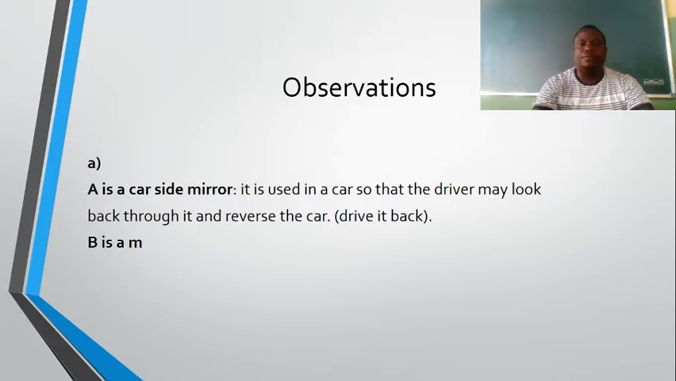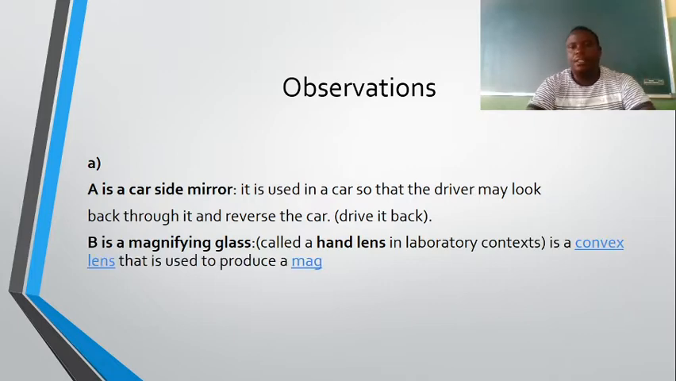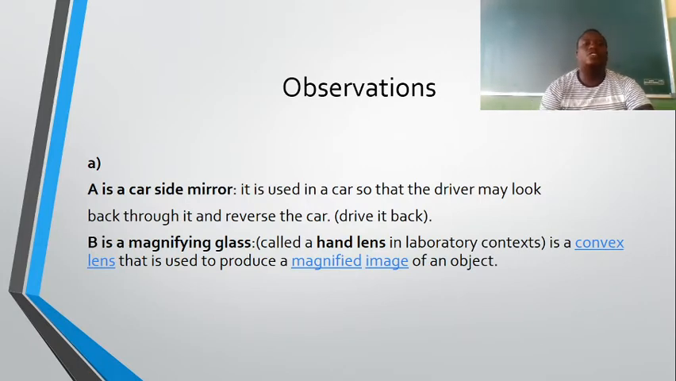So B is the magnifying glass. The magnifying glass is sometimes called a hand lens in the laboratory context, but it is a convex lens that is used to produce a magnified image of an object. When you zoom with the magnifying glass, you will see the image becomes bigger. So it means that it magnifies the size of the image.